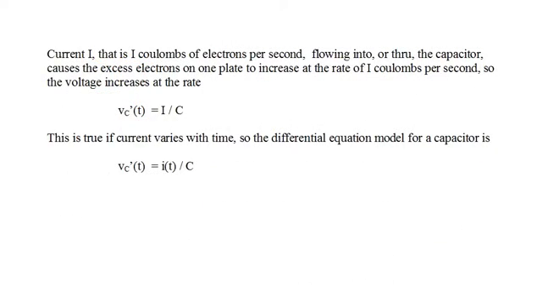Current I, that is I coulombs of electrons per second, flowing into or through a capacitor causes the excess electrons on one plate to increase at a rate of I coulombs per second. So the voltage increases at the rate V_C'(t) = I/C. This is true if current varies with time, so the differential equation model for a capacitor is V_C'(t) = I(t)/C.